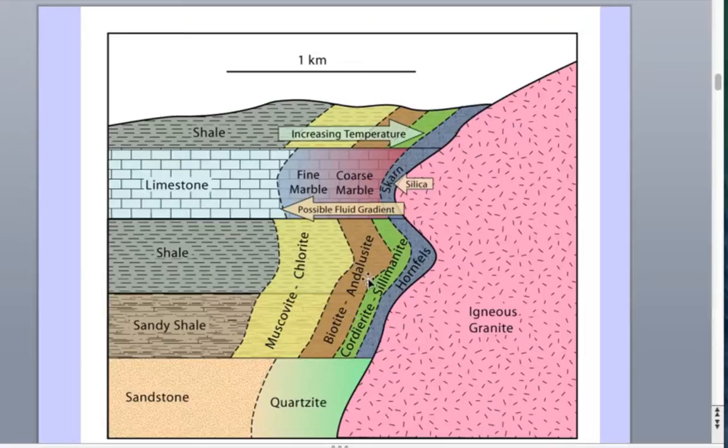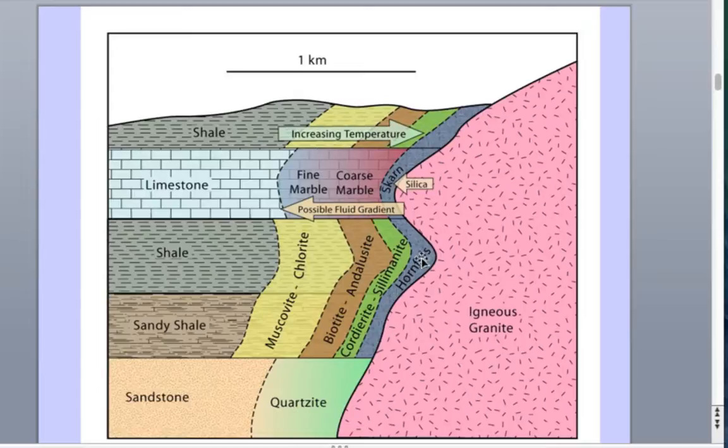And then cordierite, sillimanite, well, that's high grade, high temperature. Biotite and andalusite, well, now we're at medium to low grade, right? And then muscovite, chlorite, well, that's also low grade. So you can notice that as we're going from the pluton toward the wall rock or country rock, we're seeing lower temperatures, lower grades, right? And then as we're going closer to the pluton, we're seeing higher temperatures, right?